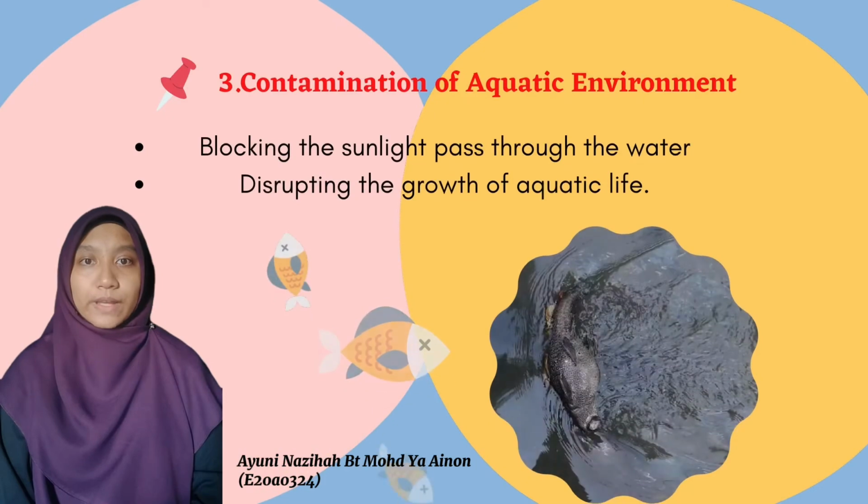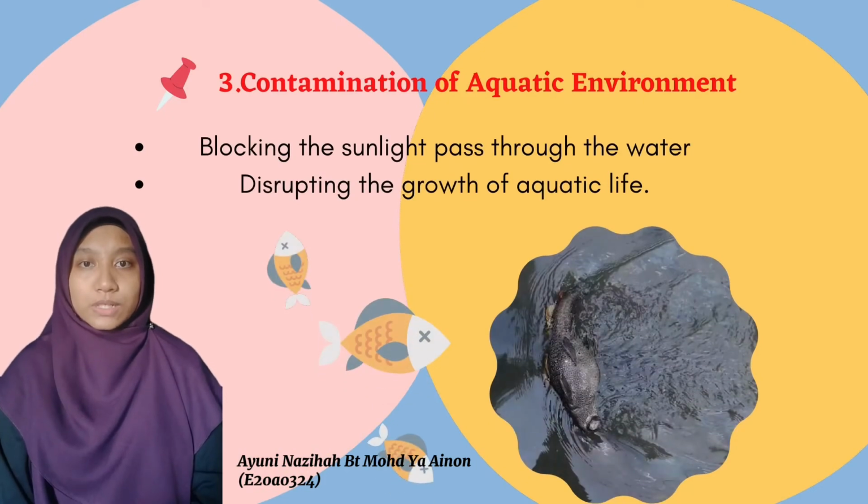Lastly, contamination of the aquatic environment. Water pollution affects aquatic life. Polluted water blocks light from passing through the water. So, photosynthesis cannot occur and it will disrupt the growth of fish and other organisms.